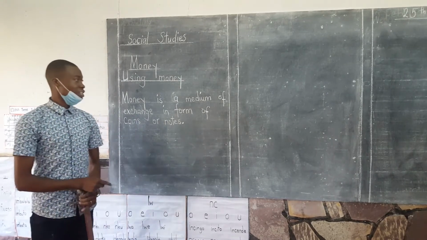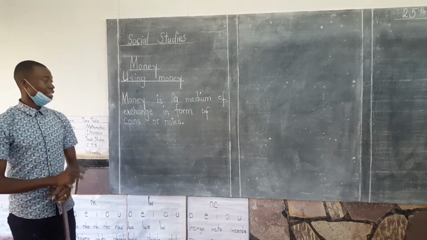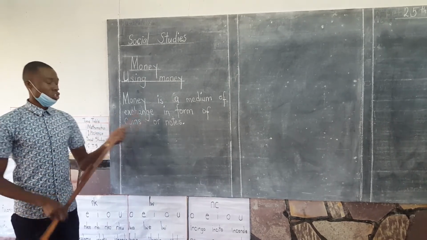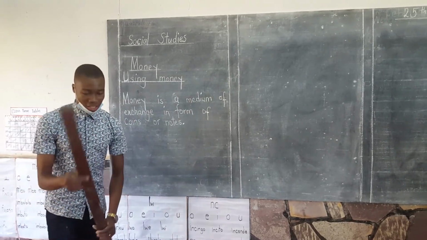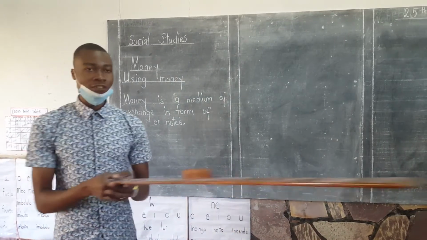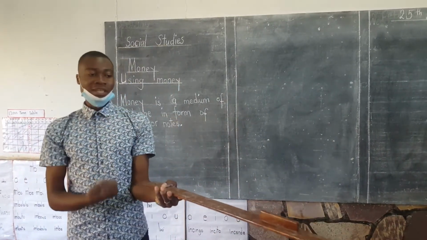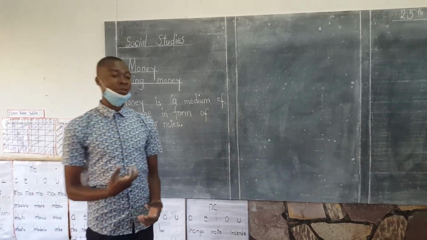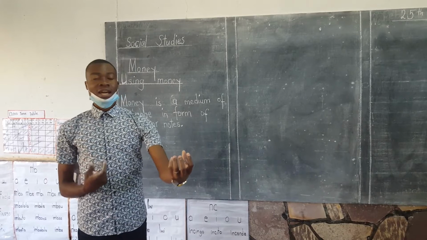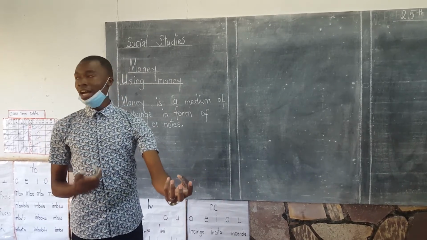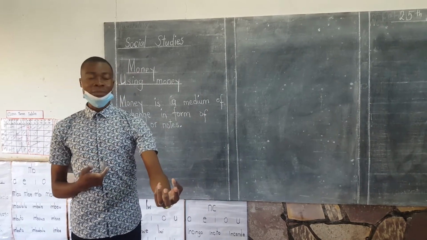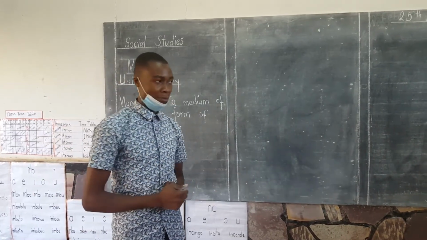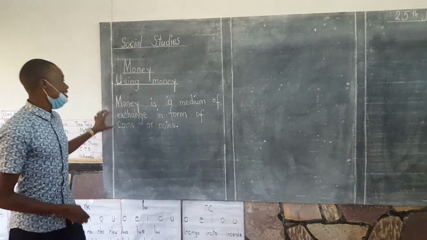Now, from our definition, there are two words that I would love to explain. Maybe three. When you say exchange, to exchange something, I'm going to give you something, then you give me something that I have not given you. For example, I have an apple, you have money. For you to get an apple from me or for you to buy an apple, you're going to give me the money, then I'm going to give you an apple. Now that is exchange.